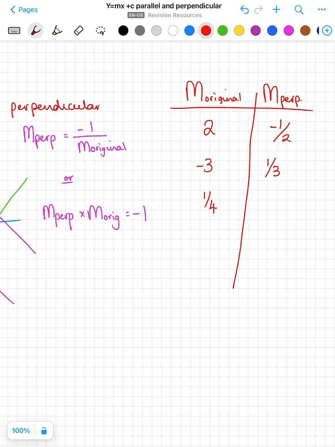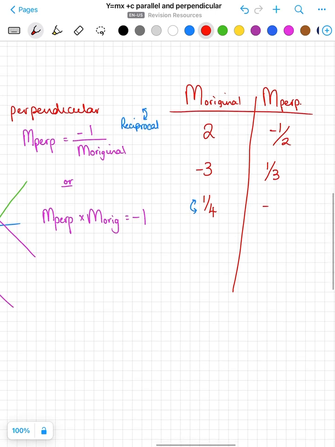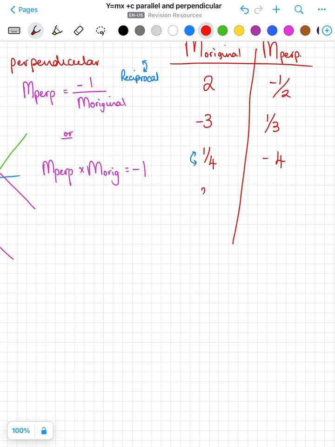My original gradient is 1 over 4. This helps to know the definition of reciprocal, because this will help with fractional gradients. Reciprocal can mean the 1 over, the inverse, or flipping that fraction upside down. It's still the opposite sign, so in this case we're going to have a negative perpendicular gradient, but this is going to be 4 over 1, or just 4. If my gradient is, say, minus 2 over 3, find the negative of that, so that's going to be positive, and then we flip it upside down, 3 over 2.